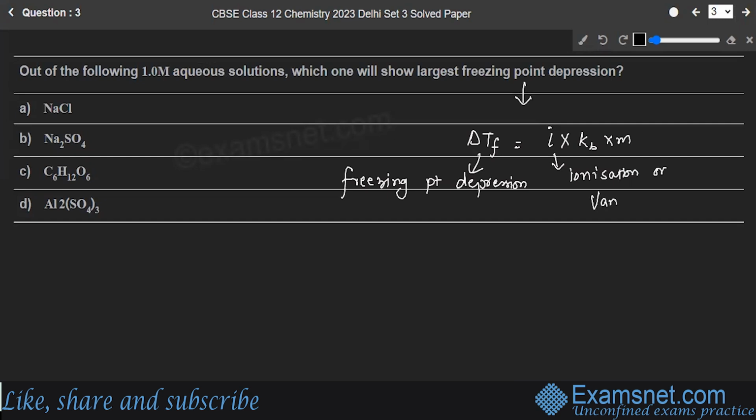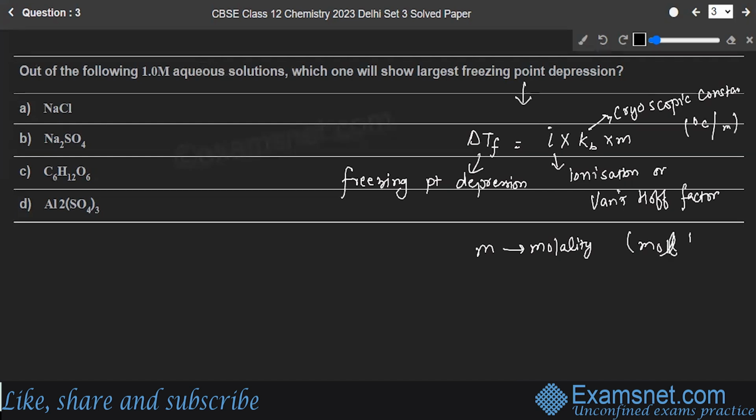Or van 't Hoff factor. And here you have, this is your cryoscopic constant. This is in, and your m is molality, moles per kg. Now, let's check with all the options one by one.